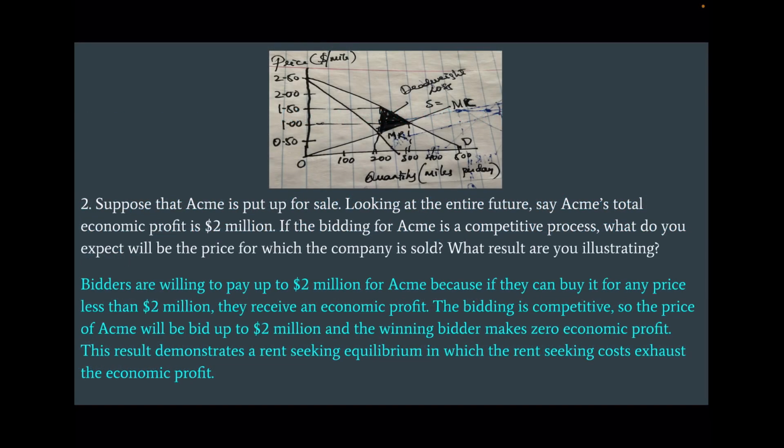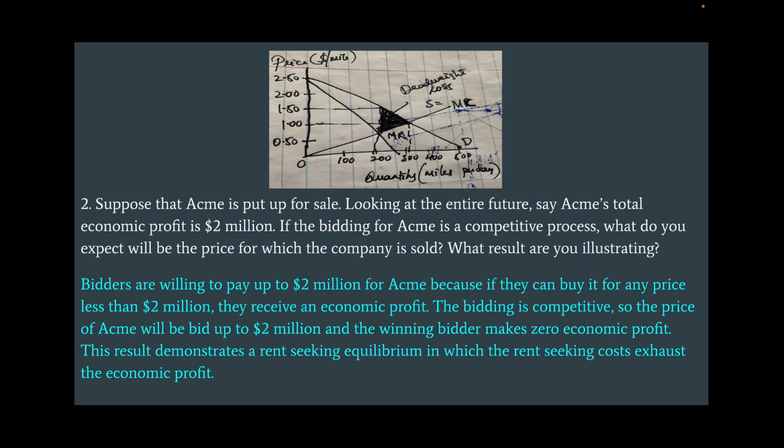Suppose that Acme is put up for sale. Looking at the entire future, say Acme's total economic profit is $2 million. If the bidding for Acme is a competitive process, what do you expect will be the price for which the company is sold? What result are you illustrating?